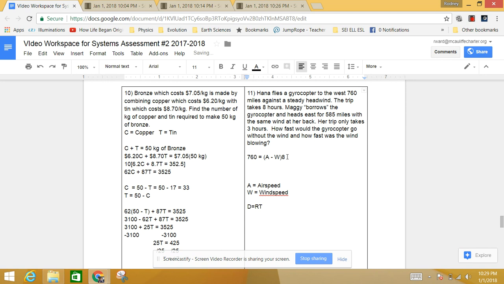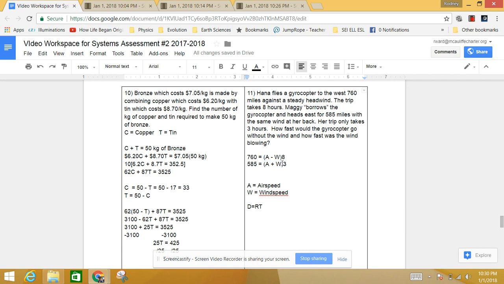Our other situation, Maggie has borrowed the gyrocopter, and she goes a distance of 585 miles. And in this case, the wind is helping her, so she's got her airspeed plus her wind speed. It's a tailwind instead of a headwind. And it takes less time because she's going to be going faster. So 3 hours is our time. So we've got distance equals rate, which is a combined airspeed and wind speed, times time, or 3.